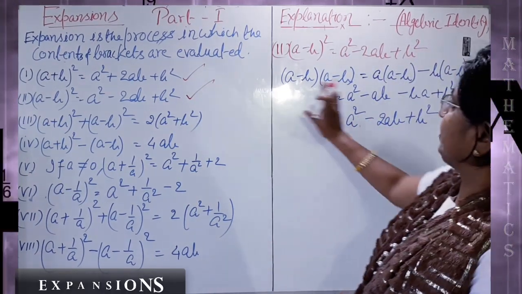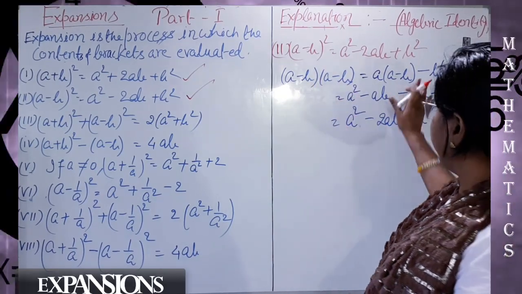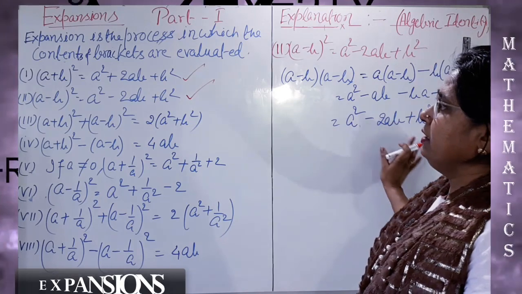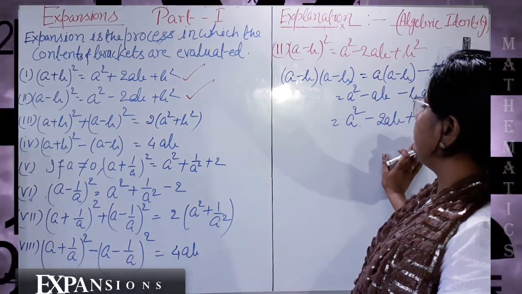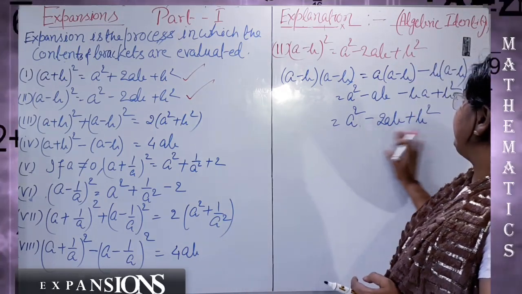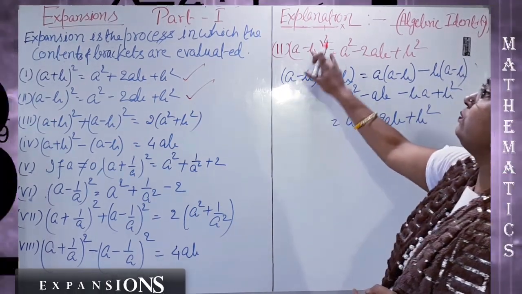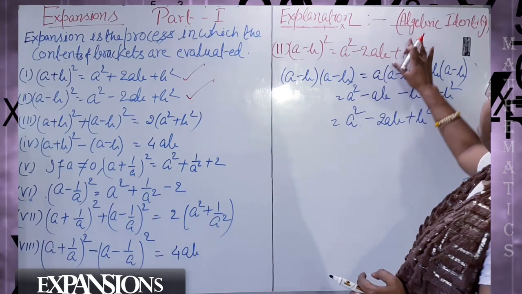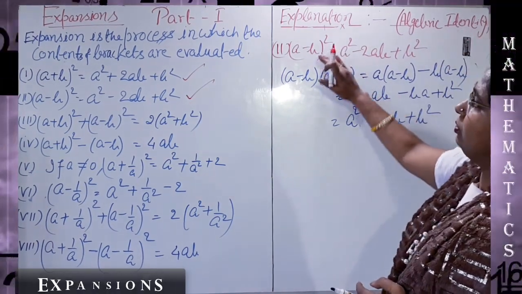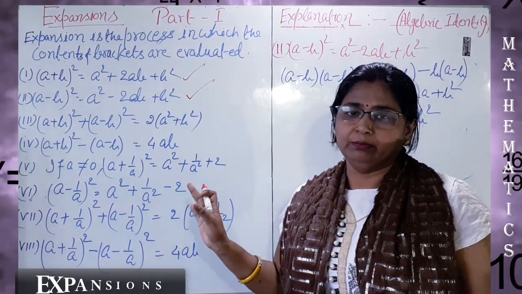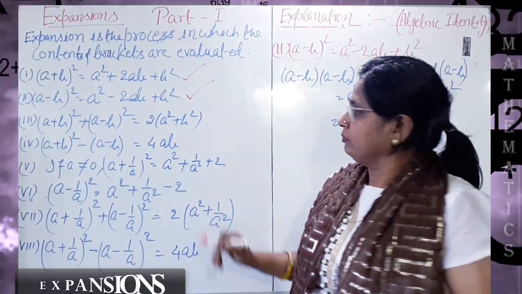Now this expansion which is explained and evaluated is called an algebraic identity. This form is the expansion of (a minus b) whole square. It is called an algebraic identity because all these are true for all types of numbers, all values.